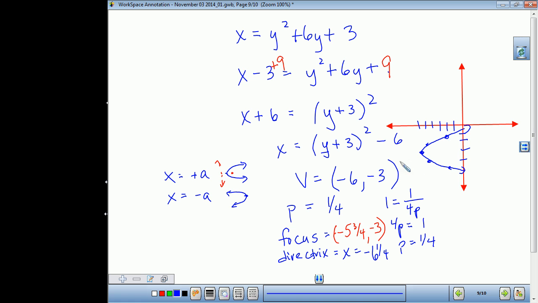Now, if doing 2p would be helpful, we could also do that. Sometimes it's helpful to move back and forth from the focus. Sometimes it's not. Our focus is in a hard-to-tell spot. So in this case, I don't know that it would be that helpful. There's our focus. There's our directrix.